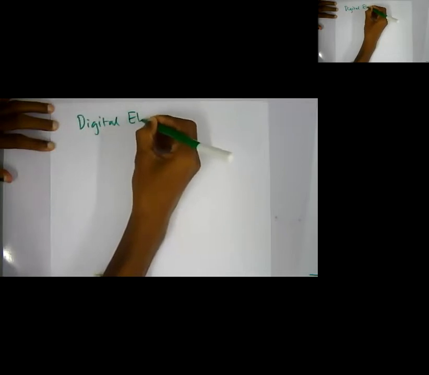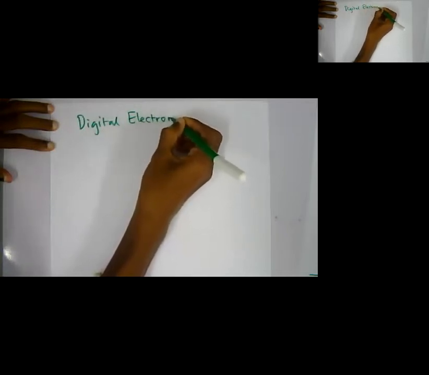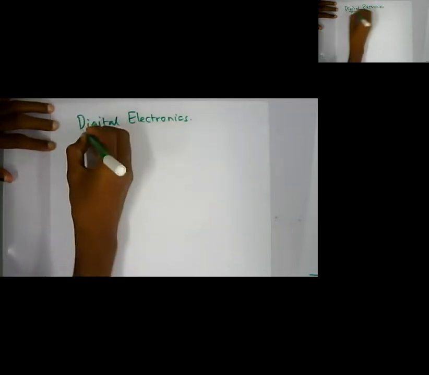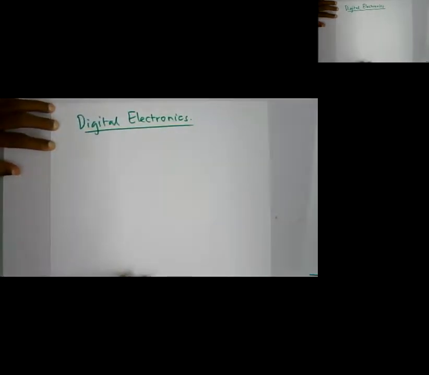In this, I have divided it into two different sections. The first one is combinational logic and the other one is sequential logic, right? So first, we'll briefly have an introduction to digital electronics. Can you see this one?